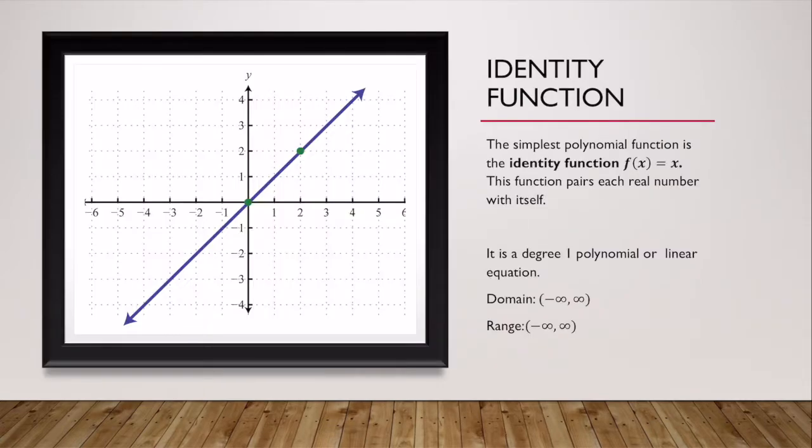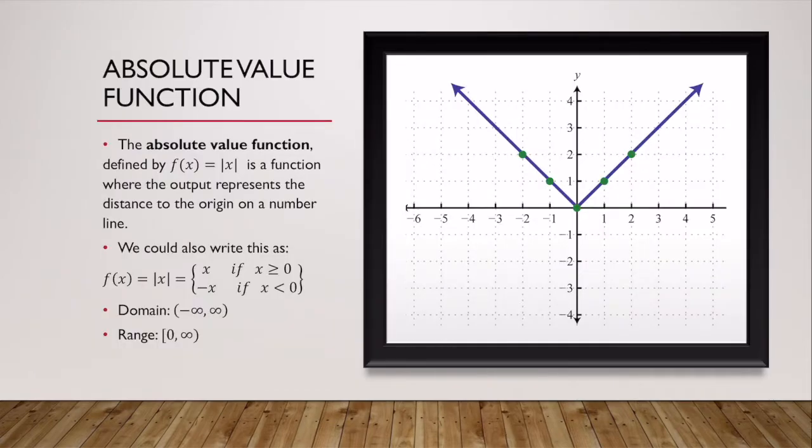Next, we have our identity function. This is our simplest line function. It has a positive slope. We have f of x equals x. It's a degree 1 polynomial, or like I said, it's a linear equation because its graph is a line. And its domain is from negative infinity to positive infinity, and its range is from negative infinity to positive infinity. So this is for any sloped line, as long as it's not zero slope, because that's what we just saw, the constant function.